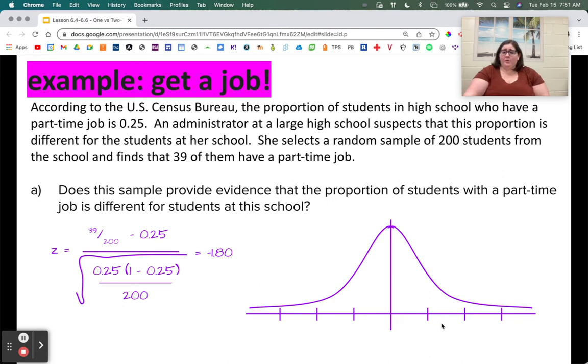So if I were looking at a normal model, my mean goes in the middle, which is the true claimed proportion, or what's true for the United States, 0.25.